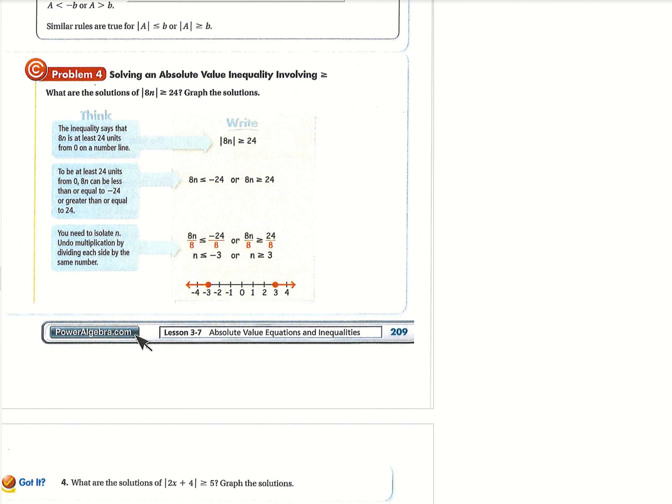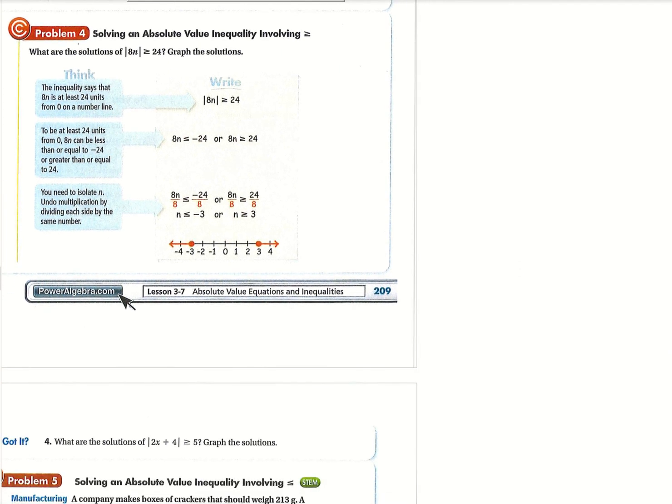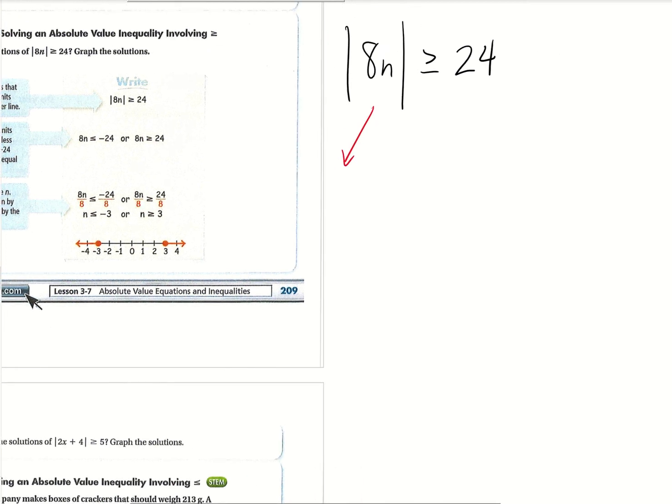All right, so now we've got for problem 4 an inequality: the absolute value of 8n is greater than or equal to 24. So now we're working with inequalities. Again, you're just going to do it the same way as you did the equations. And with multiplication and division, the same rules apply. So if you multiply or divide by a negative number, you're going to have to flip the sign.